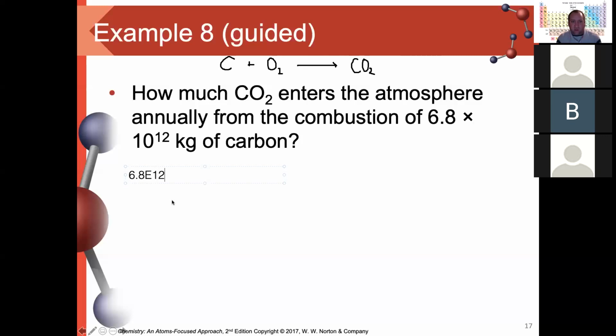6.8 times 10 to the 12th kilograms of carbon. Now, our approach from here can take a number of different twists and turns. Since our molar masses are in grams, one common conversion would be to take this kilogram and turn it into grams first. So 1,000 grams in a kilogram. That way I can get rid of my kilograms.